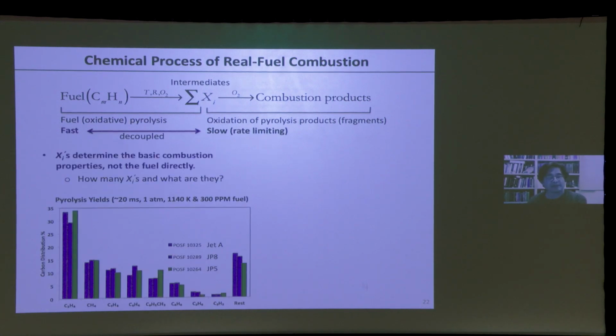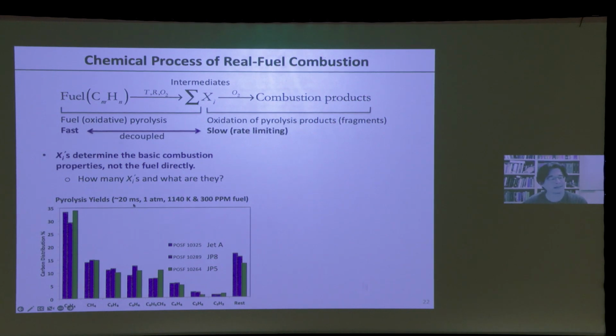What it translates into is the following. Again, before I get to the next point, so far everything I talked about is theory and some limited experiments. So let me now give you some real fuel measurements to show that this assumption is valid and is correct. My colleague Tom Bowman did a fuel pyrolysis, fuel oxidation experiment, in his turbulent flow reactor.